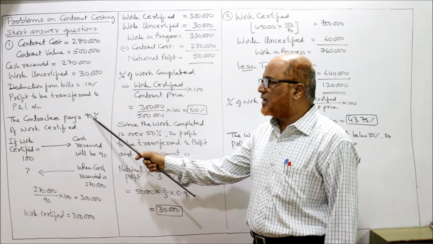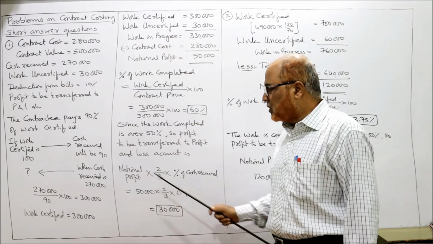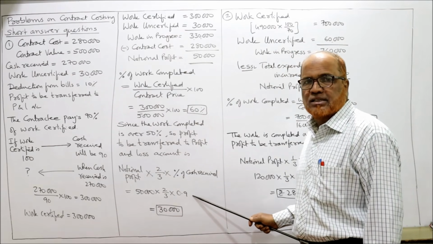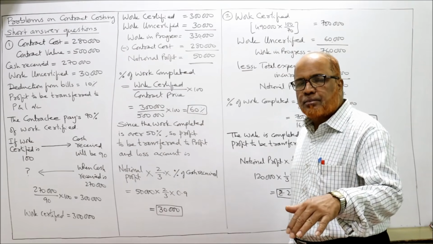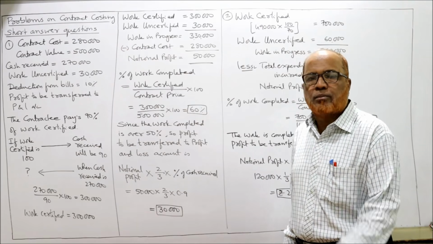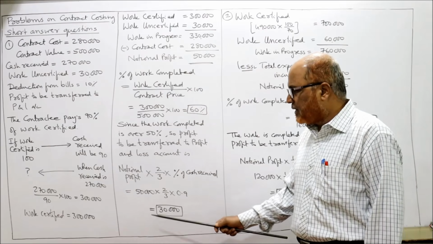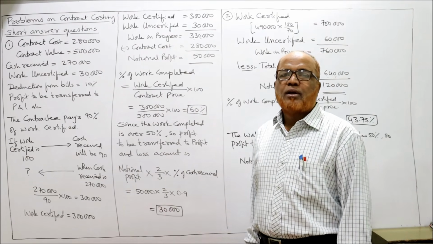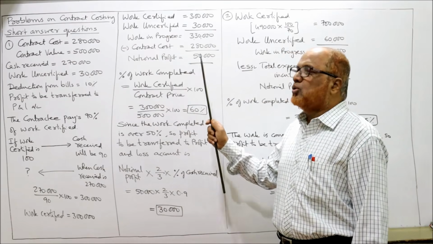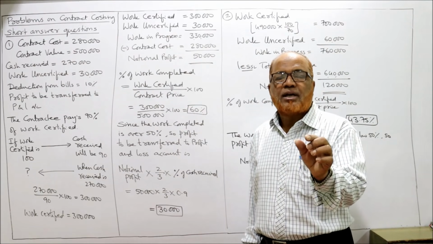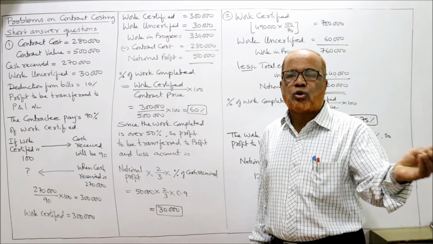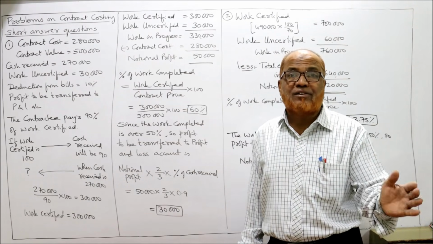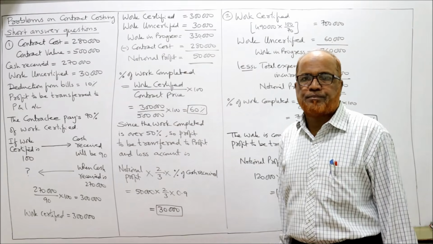How much percentage of cash received? 90%. So we can take 0.9 or else you can take 90%. Both ways you will get the same answer. So 50,000 into 2/3 into 0.9, 30,000. That's all. So out of 50,000 rupees notional profit, 30,000 rupees will be transferred to P&L account. Remaining 20,000 rupees will be transferred to reserve. That is the first question, right?